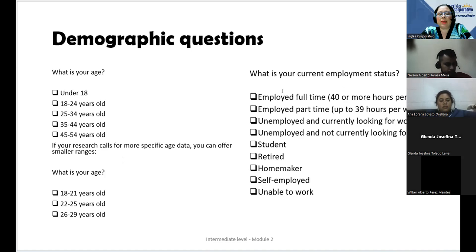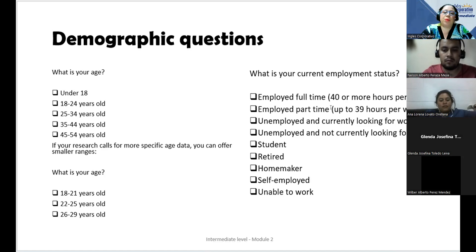Diferentes situaciones de empleo, ¿verdad? O de trabajo. Employed full time, 40 hours or more per week. More hours is 44 hours by law. Okay, 44 hours by law. Employed part time, up to 39 hours per week. Okay, part time up to 39 hours per week.